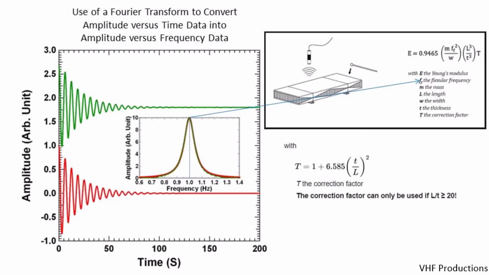That correction factor is applicable whenever the length over the thickness is greater than 20. So this equation has certain limitations associated with the sample size. Therefore, the planks designed for use in this experiment have had their geometry chosen so as to satisfy the condition that the length is more than 20 times the thickness of the sample.